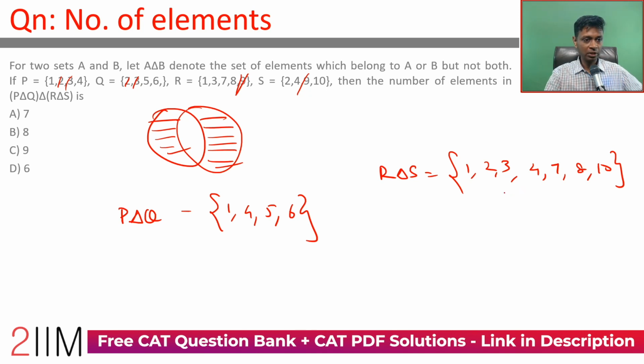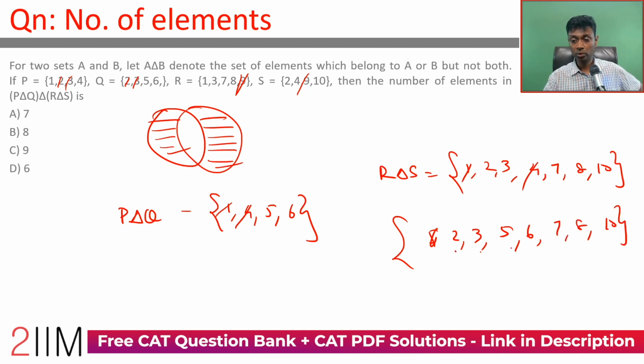We should have 7. Now this triangle this, what is common? 1 is common. 1 goes away from both. 4 is common. 4 goes away. 5 is not common. 6 is not common. So we have, numerically, 2, 3, 5, 6, 7, 8, 10. 1, 2, 3, 4, 5, 6, 7 elements. That's what we are looking for. Let's look at this one.